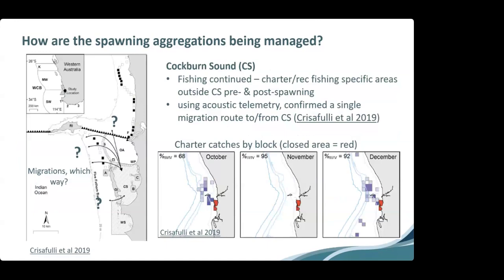Since then, fishing has continued, with charter and recreational fishing occurring in specific areas outside Cockburn Sound, and fishing basically targeting pre and post spawning fish. A study was conducted using acoustic telemetry, and this confirmed that a single migration route was being used to and from Cockburn Sound for these large fish.